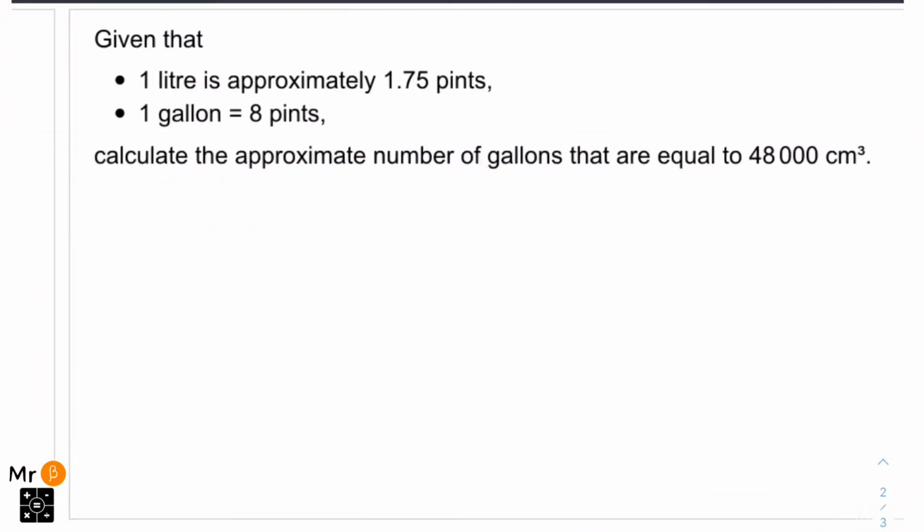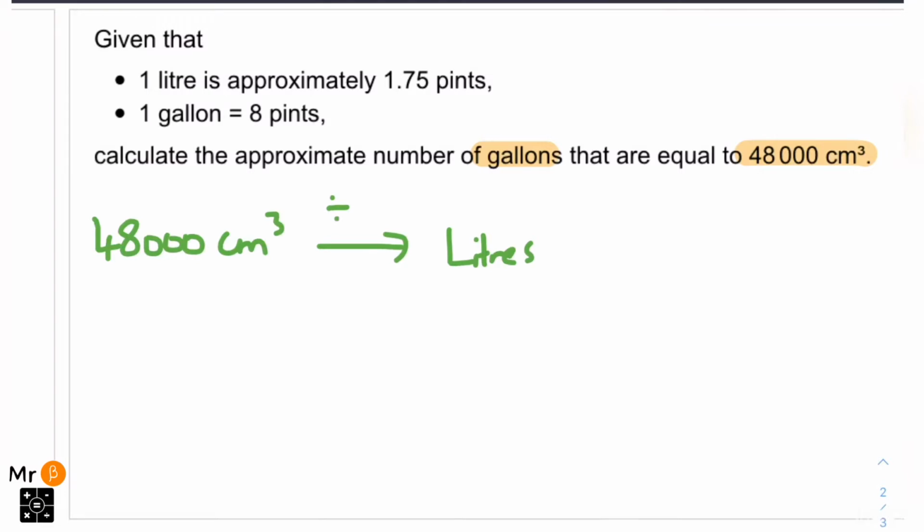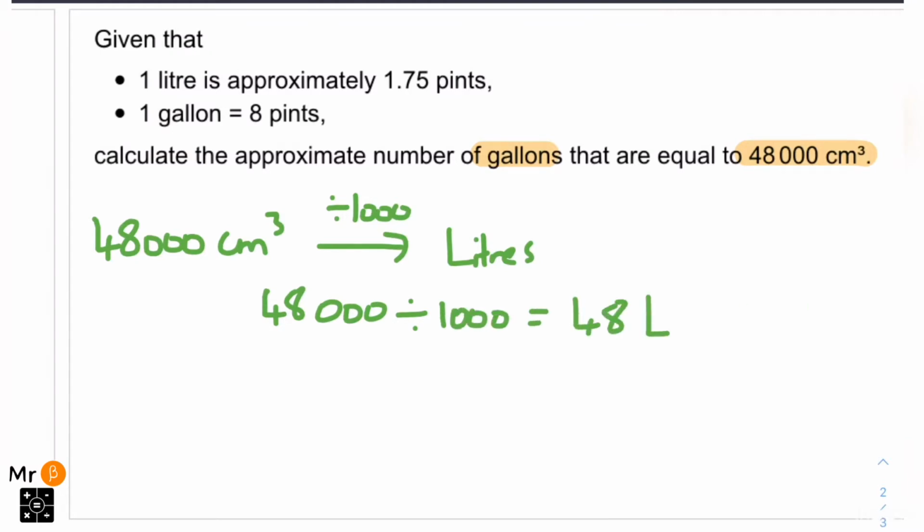So our last question, it wants us to work out the approximate number of gallons that are equal to this 48,000 centimetres cubed. We've got conversions using litres, pints and gallons. So to begin with, we need to change this centimetres cubed into litres. And to complete that, we divide by 1,000. So 48,000 divided by 1,000 is equal to 48 litres.